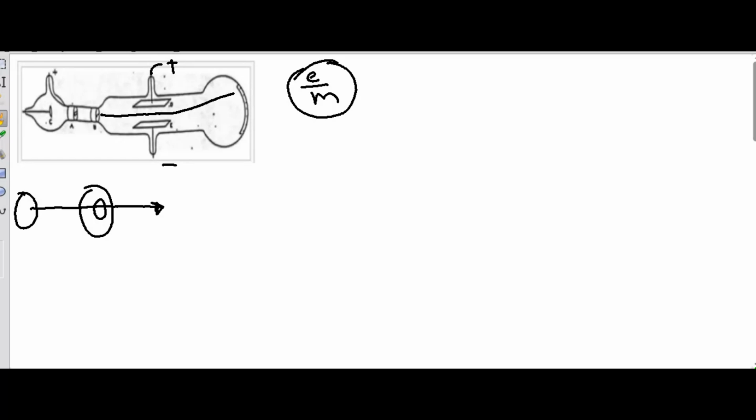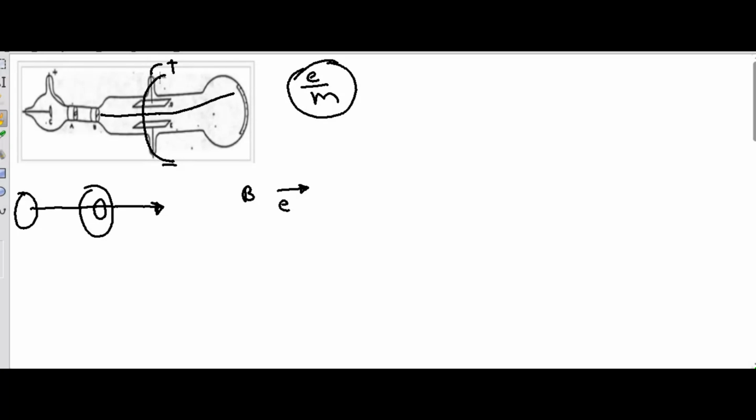Another trick he did was, I know that if I apply a magnetic field to a moving charge, as we studied from magnetism, the magnetic field will exert a force on the moving charge. So, to apply a force on this moving body, he also applied a magnetic field on this.